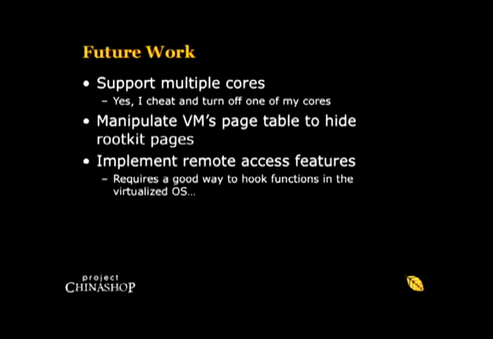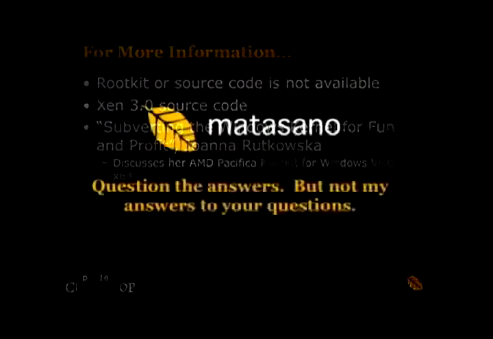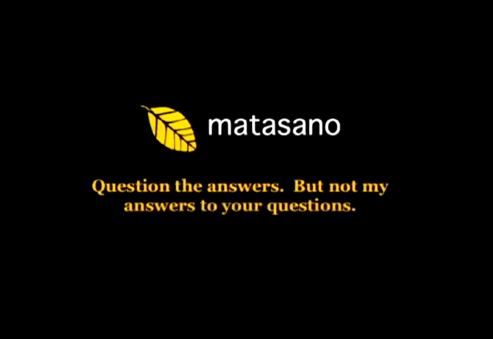Another thing you should check out is Joanna's talk, because she figured it out and I didn't. For more information, you're not getting anything from me, but look at the Xen 3.0 source code. They have a layer that does the virtualization for Intel and for AMD, and it's probably the best source of documentation on this stuff. See Joanna's talk as well. And that is all I have. If there are any more questions, now would be the time.